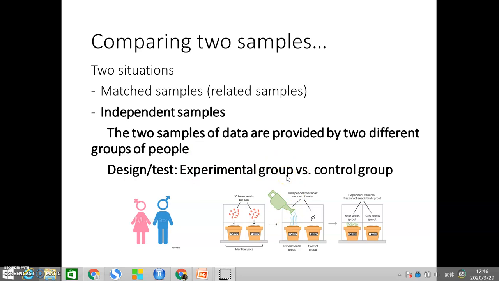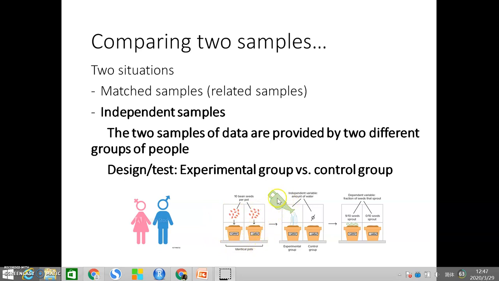Okay, how to achieve this goal? We are comparing the experiment group's weight with the control group's weight after this treatment to our experiment group. And here is a simplified example. Let's say we have two pots. We put like 10 bean seeds in each of these pots. This pot represents the experiment group, and this pot represents the control group.